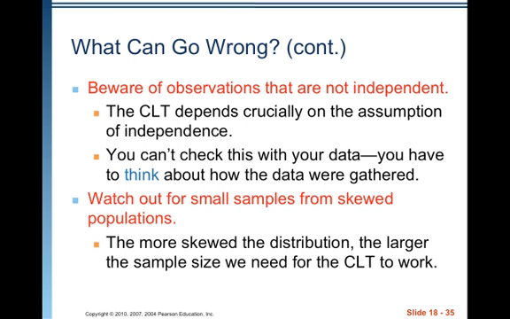Watch out for small samples from skewed populations. The more skewed the distribution, the larger the sample size we need for the CLT to work. So with the pennies, really that n equals 20 might be large enough for the CLT to work. It would be better if n equaled 40 or 50.